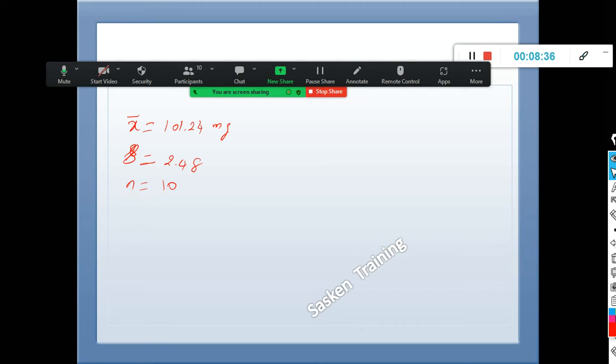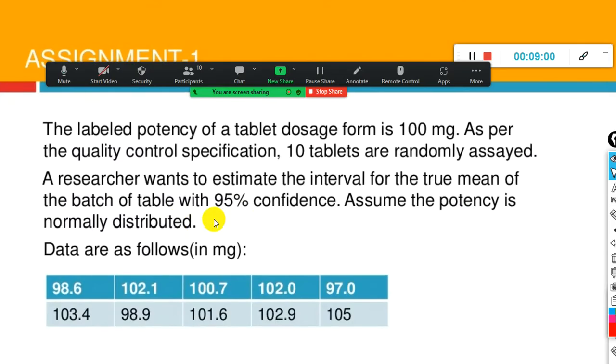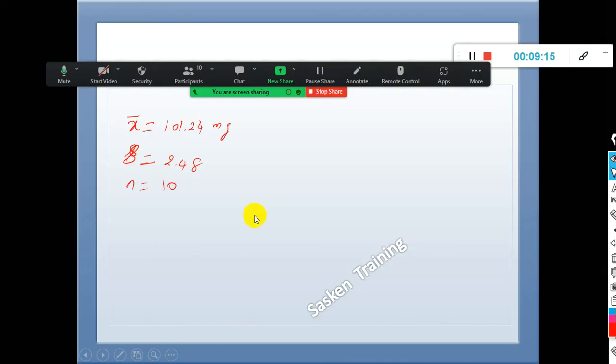Here we need to find out the average potency of this batch. I'll read out the question one more time. A researcher wants to estimate the confidence interval for the true mean of the batch of tablets with 95% confidence. How will you find out the confidence interval? How many of you remember the confidence interval formula?